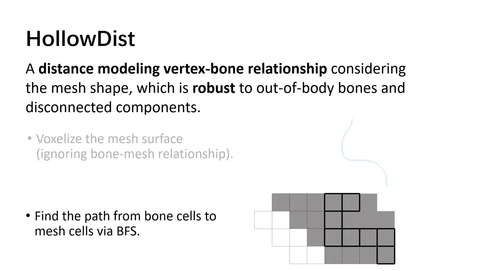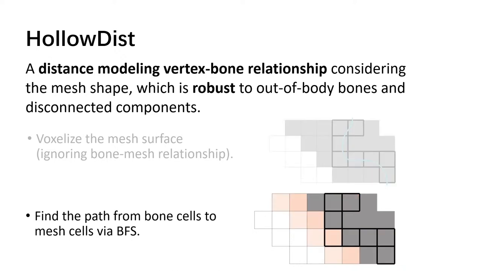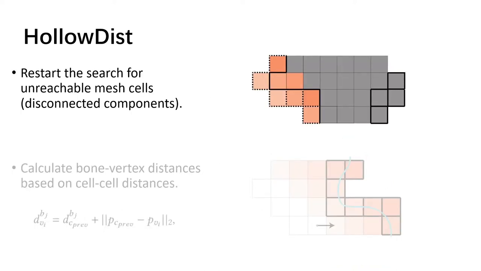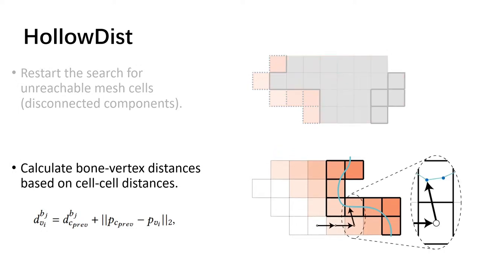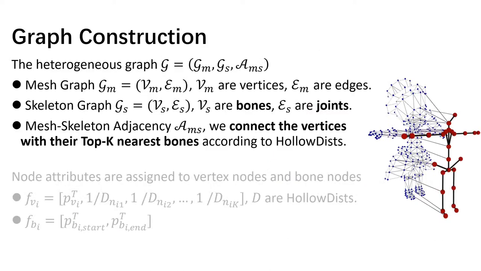Then, we find the paths from bone cells to mesh cells via breadth-first search to compute cell-to-cell distances, as illustrated in the image. The distances are indicated by the cells' colors. Next, for unreachable mesh cells, which are caused by disconnected mesh components, we restart this search from the boundary of traversed cells. Finally, we calculate the bone-to-vertex distances based on the calculated cell-to-cell distances. Using HollowDist, we are able to create connections between the mesh and skeleton.